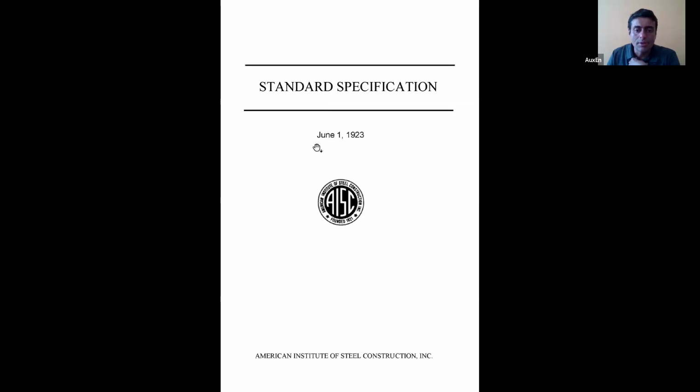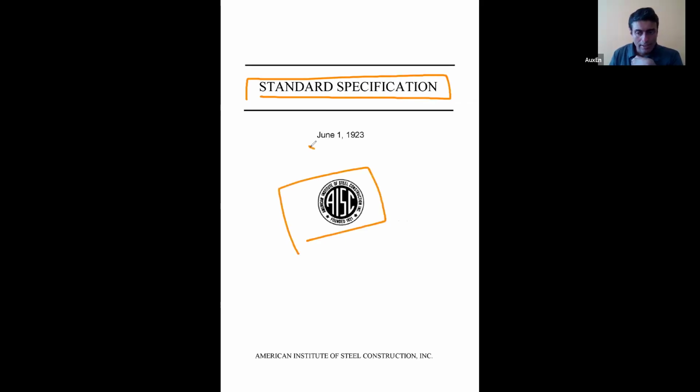Of course, it did not look like this because this is typing done on a computer. Of course, you didn't have computers back then. But what I mean to say is that the contents are the same as the 1923 version. I hope this is visible. So this is the first standard specification for steel buildings published by AISC, published in the year 1923, 1st of June. So almost 102 years.